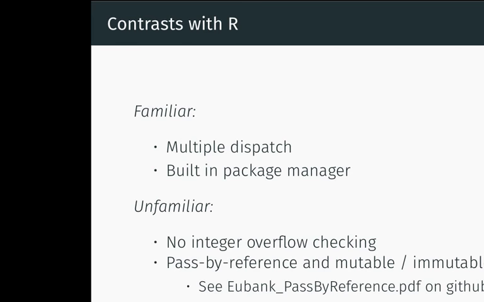It has multiple dispatch. Different methods are going to be called depending on the types of the input arguments. It has a built-in package manager, so if you've ever tried to move over to Python and hated that you can't just load a library right in your code, now you can. Things that are unfamiliar: there's no integer overflow checking. The big thing to be aware of is that Julia uses what's called pass by reference. Most languages other than R have this behavior, which is referred to as pass by reference.